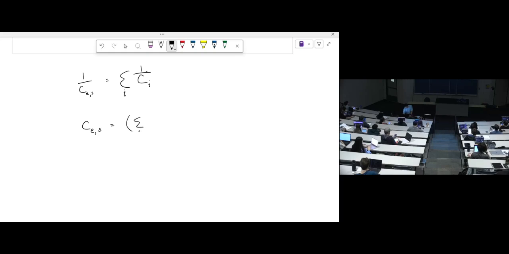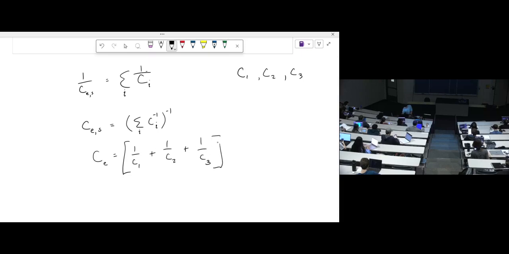So I prefer to think of it this way, where you've got C sub i inverse, taking the inverse of that. So let's say I've got C1, C2, and C3, and those are added in series. Then the equivalent capacitance is going to be equal to the inverse of 1 over C1 plus 1 over C2 plus 1 over C3. And I have to take the inverse of that, or the way that you'll see me write it out more often than not is C1 inverse plus C2 inverse plus C3 inverse.